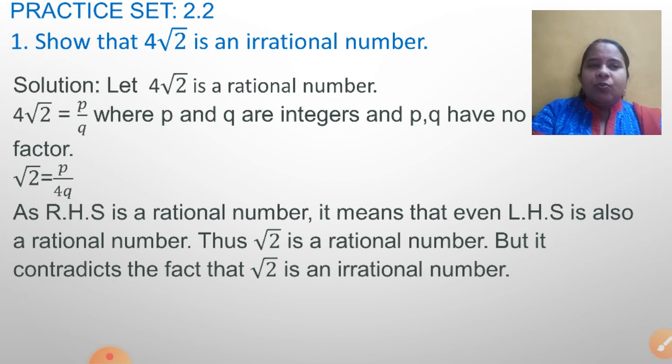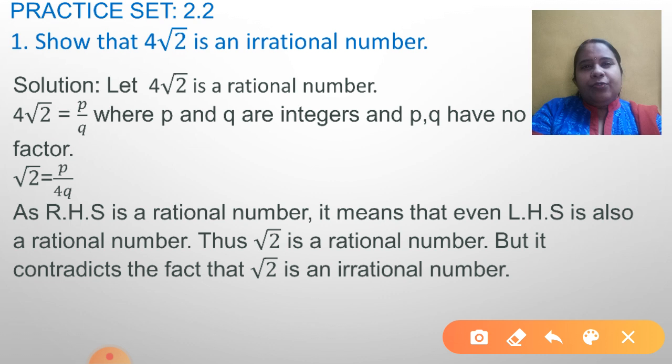Then after this, what is the next step? The next step is this 4 which is on the left hand side, I am going to bring it down. It is multiplied here. So when it goes to the other side, it will divide. So 4 can be shifted. What is left here is root 2 as it is. It will be p upon 4q. Yes, p upon 4q.